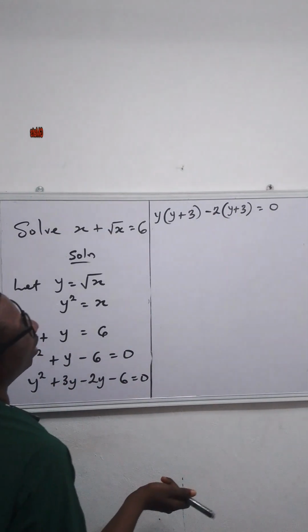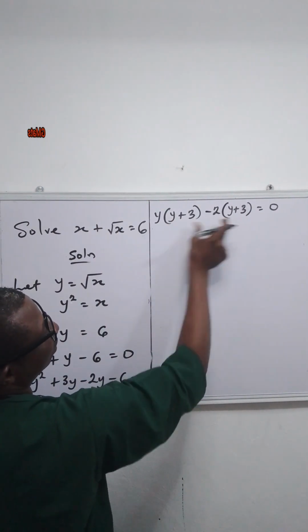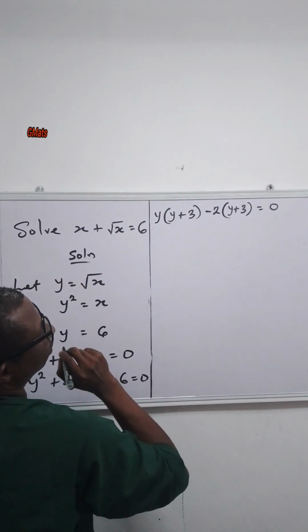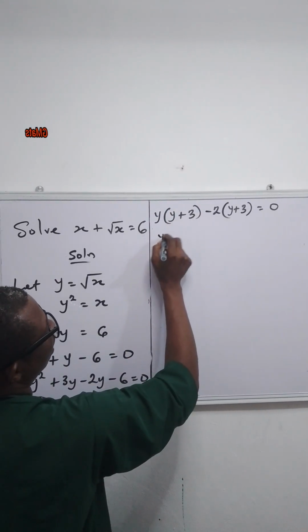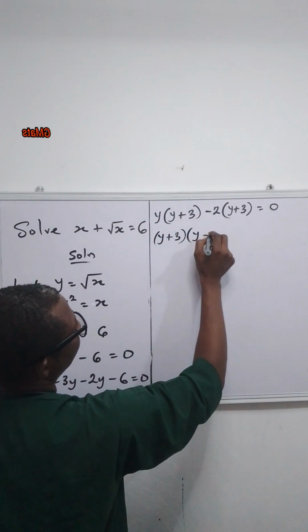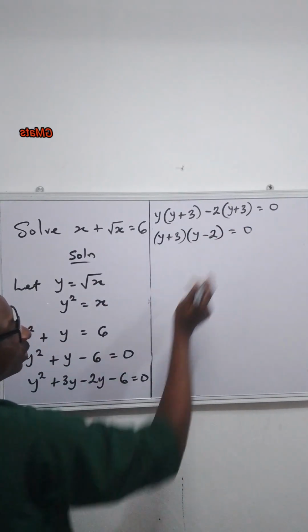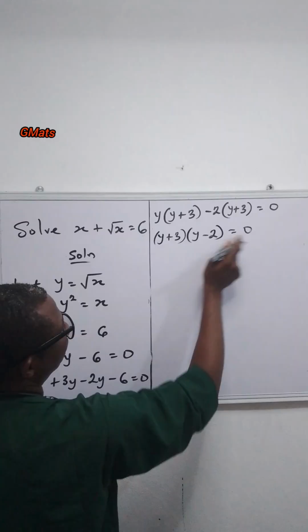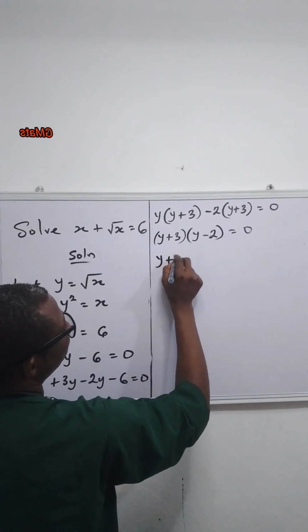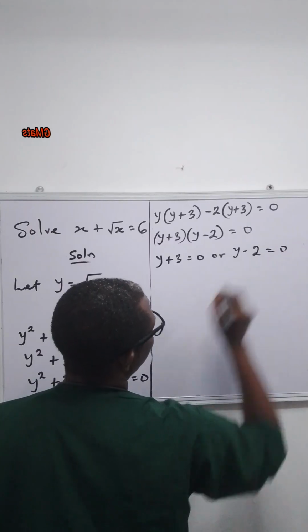Okay, so now let's factor out y plus 3. It's common to these two terms. So we have y plus 3. Okay, so we are left with this. We have y minus 2 equals 0. So we have two entities multiplying each other. So to have 0, it's either y plus 3 is 0 or y minus 2 is 0.